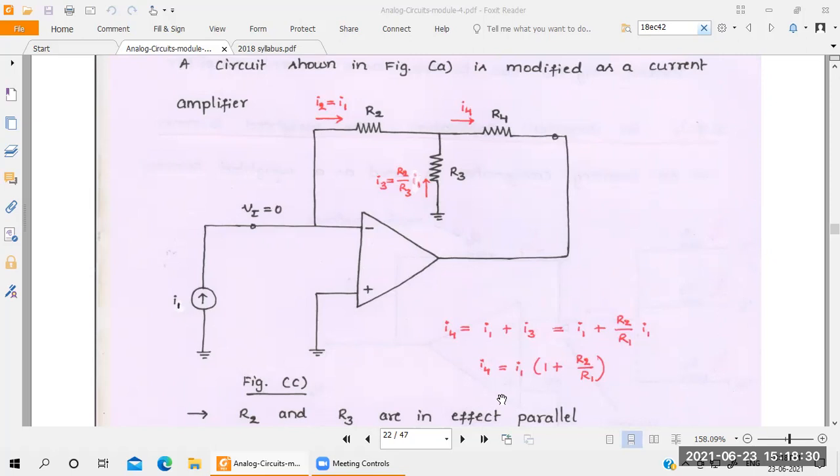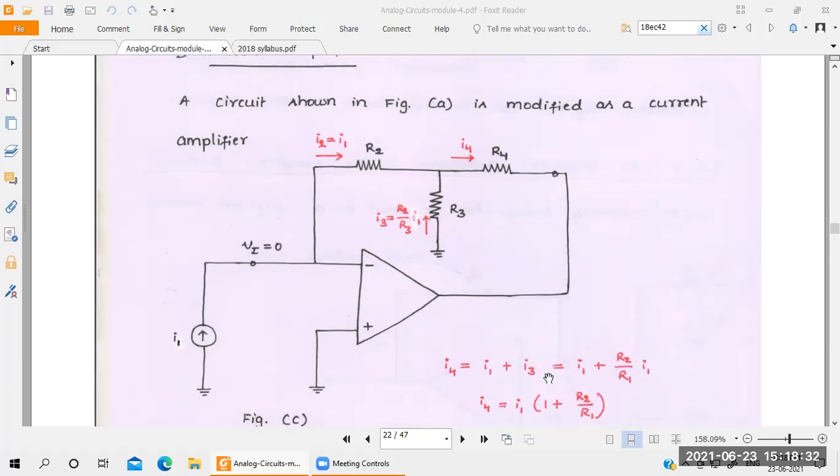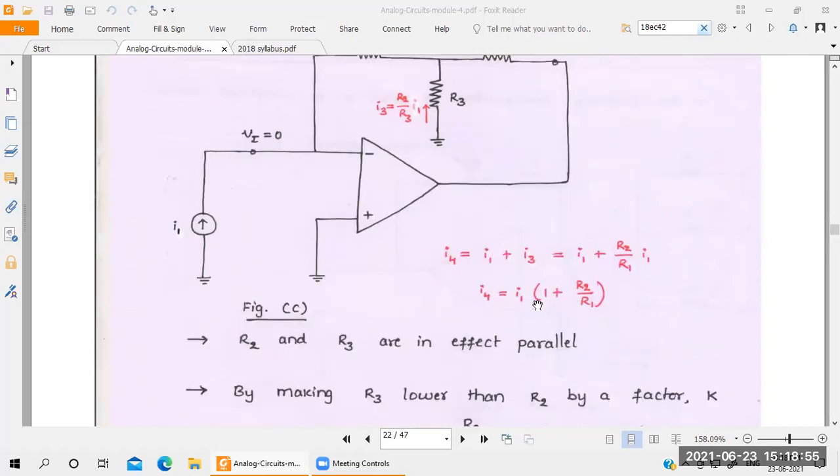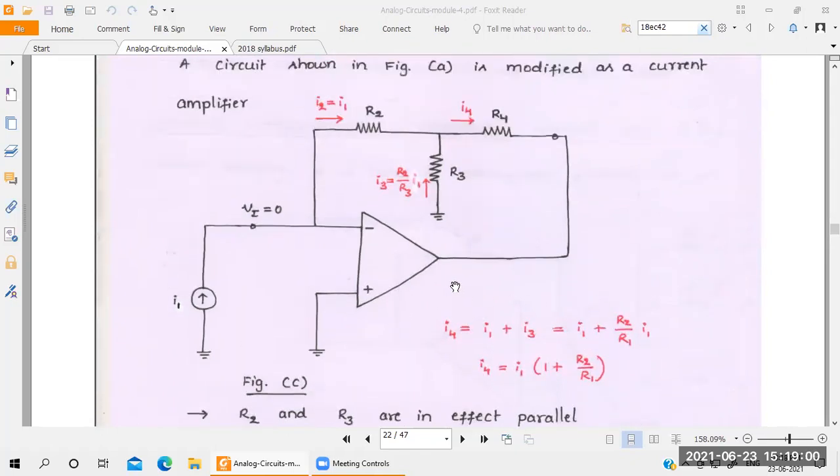So for that we can take the KCL equation. I4 is equal to what here? I1 plus I3. We know the I1, right? I1 is equal to I2. I3 is equal to what here? R2 by R3 multiplied by the I1. Same thing you substitute here. Simplify this one now. We'll get I4 is equal to I1 into 1 plus R2 by R1. Okay, this is the R1, I think, not R3.